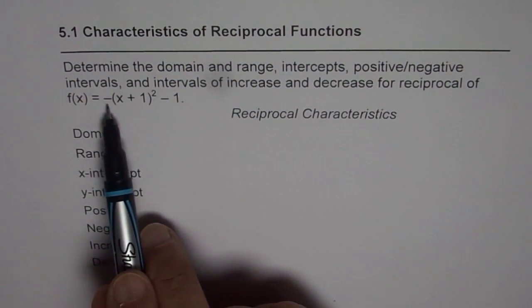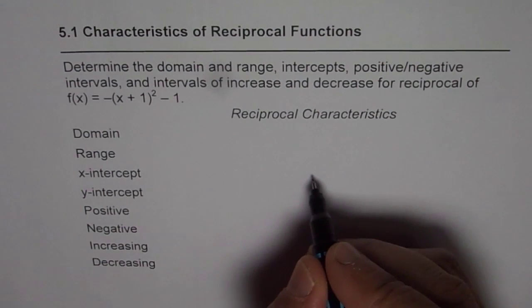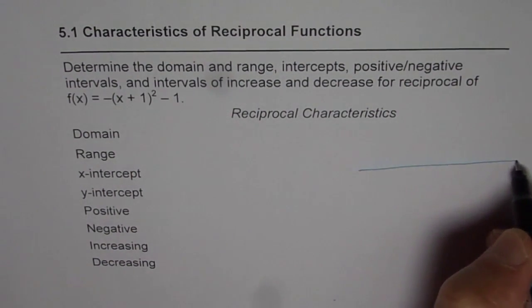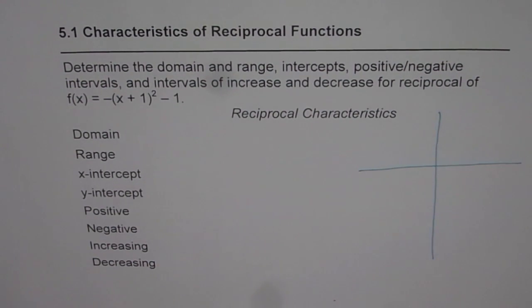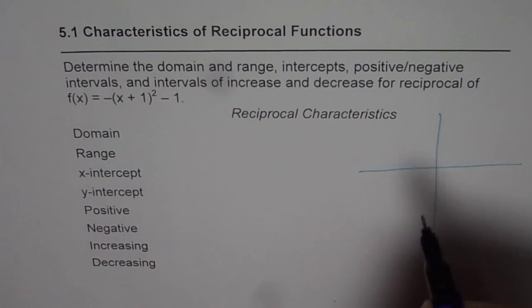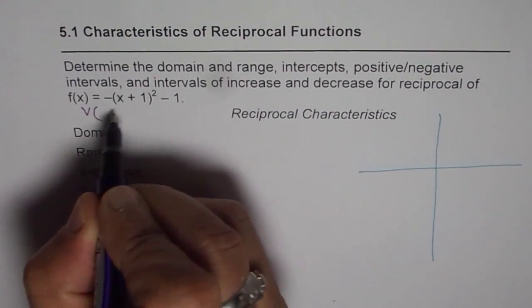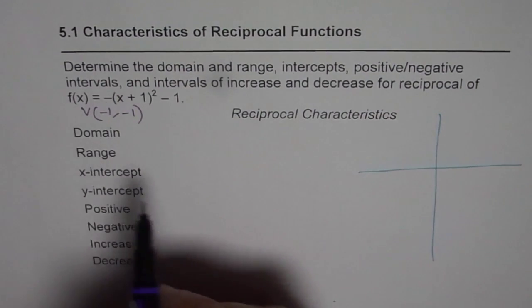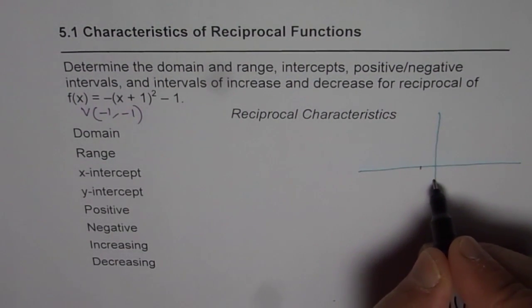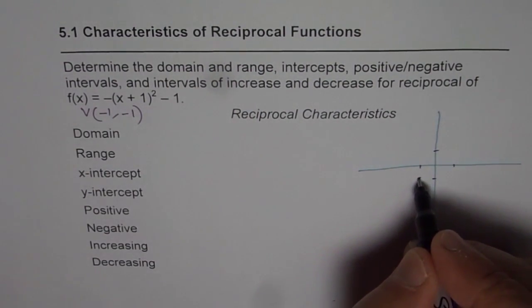Now this function is a parabola which opens downward. The vertex is at (-1, -1). That means the whole function opens downwards, and since the vertex is at (-1, -1), it is in quadrants 3 and 4. So let us try to sketch this function first. The vertex is at (-1, -1) and the steps are 1, 3, 5, 7 going downwards. Let us say this is our unit. So (-1, -1) will be a point here.